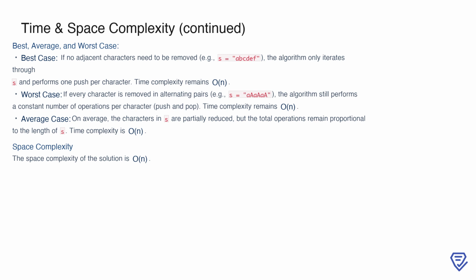each character is pushed onto the stack, and the algorithm processes the string in linear time. Even in the worst-case scenario, where characters are removed in alternating pairs, such as AAAAAA, each character still results in a constant number of operations, including a push and a pop. In the worst case, the stack could hold all n characters, as in an input like ABCDEF. When examining the best, worst, and average case scenarios, we find that the time complexity consistently remains O(n).